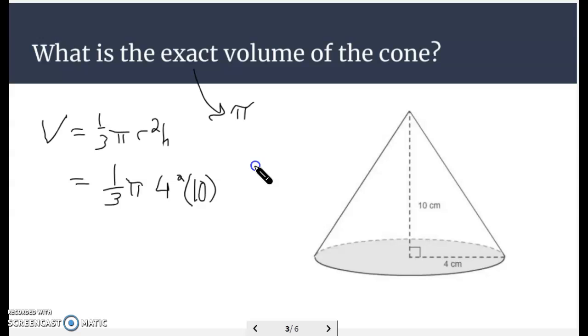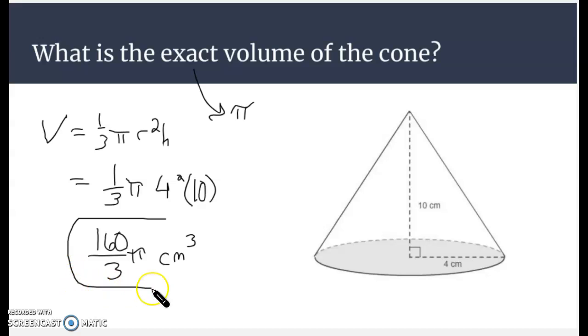So we're going to say 4 squared is 16. 16 times 10 is 160. And then we can just leave it 160 divided by 3 times pi. And we're going to say centimeters cubed. That's going to be our volume. Now, if we wanted to find an approximation, take 160, divide by 3, multiply by 3.14. But here, this is an expression for the exact volume of the cone.